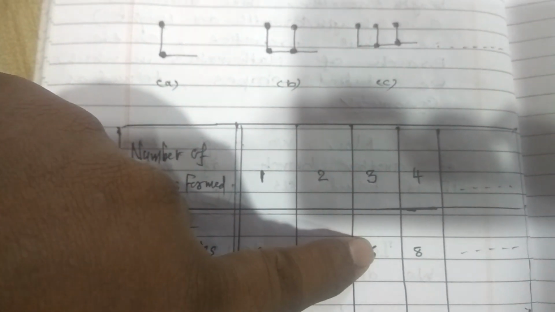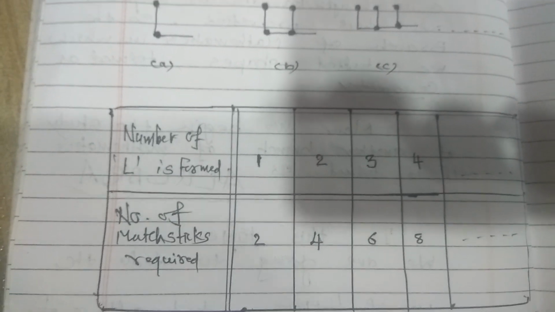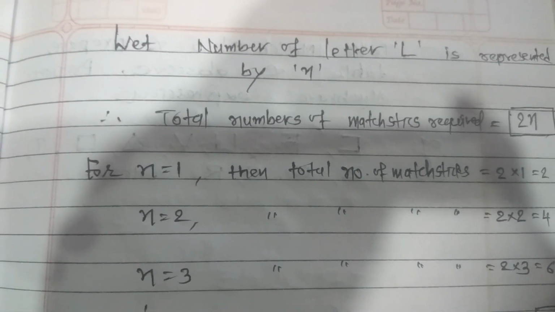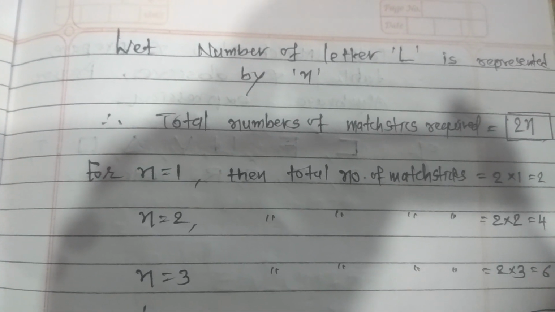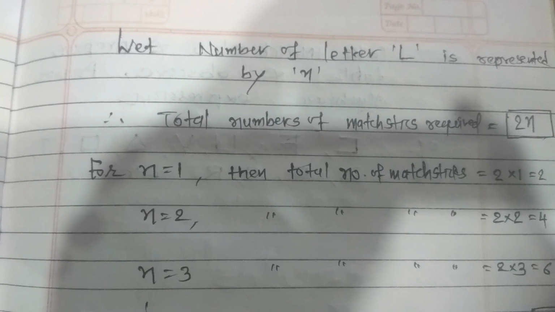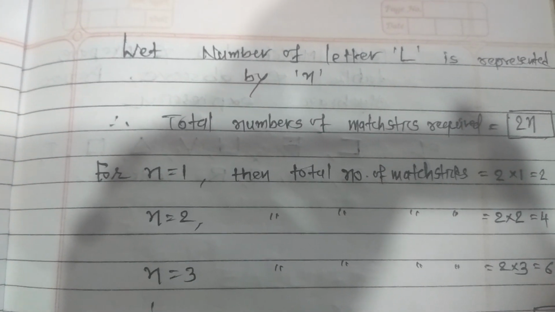So here I write 3 and 6. And when 4 is there, then it requires 8. And so on, 5, 6, 7, 8. Right? So let the number of capital L be represented by small n. Okay? And we have to find out the total number of matchsticks required.